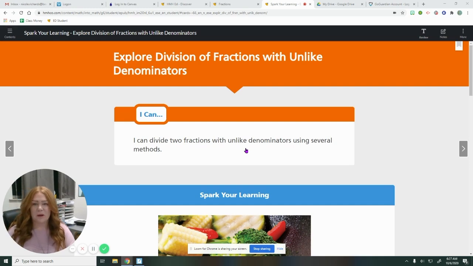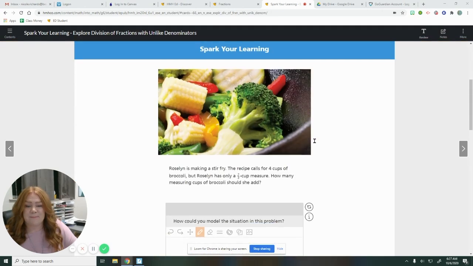Hello, today we are working on lesson 3.2. So we are going to be exploring division of fractions with unlike denominators. That means today we're going to work on dividing two fractions and they are not going to have the same denominator. We're going to look at a couple different strategies here and then you can choose the one that you like to do your homework with.